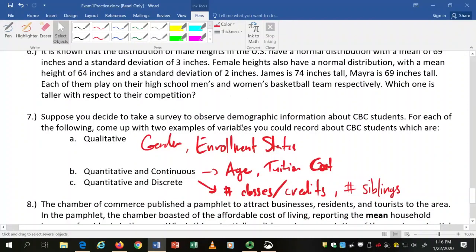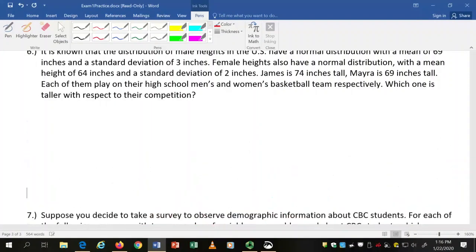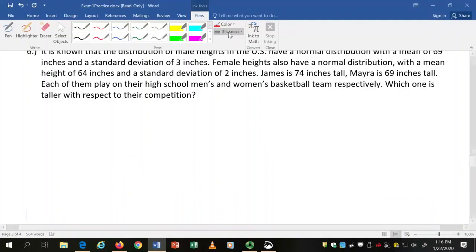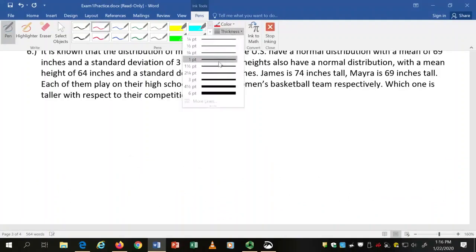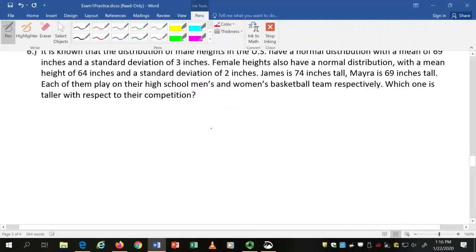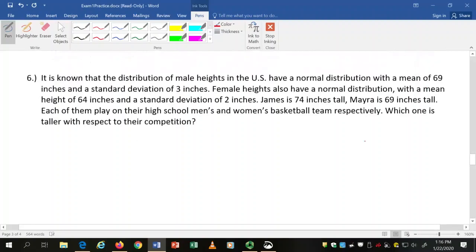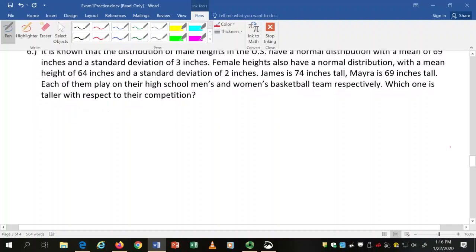So this one is a z-score problem. You've got two populations, and you're trying to compare who is more exceptional among their peers. The males have a mean of 69 and standard deviation of 3. Females have a mean of 64 and standard deviation of 2. You have one person who's 74, so we're just going to do two z-scores here.